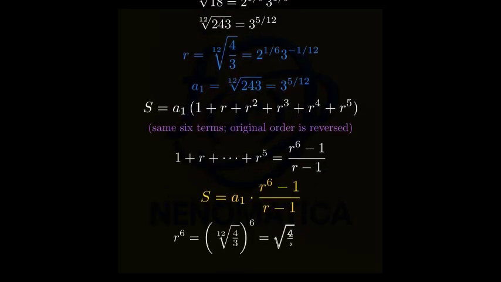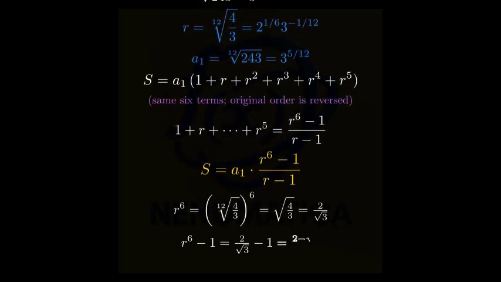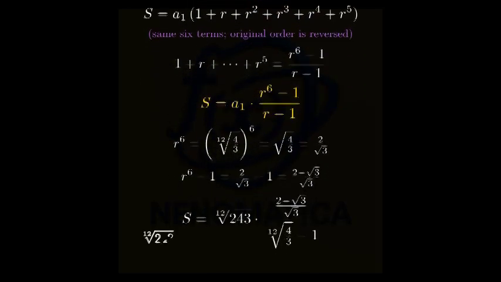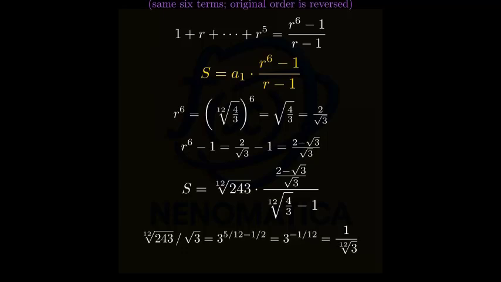Step 4. Compute r to the 6th. r is the 12th root of 4 over 3, so r to the 6th is the square root of 4 over 3, which is 2 over square root 3. Then r to the 6th minus 1 equals 2 over square root 3 minus 1, or 2 minus square root 3 over square root 3. Substitute a1 equals the 12th root of 243, and simplify by dividing by square root 3.